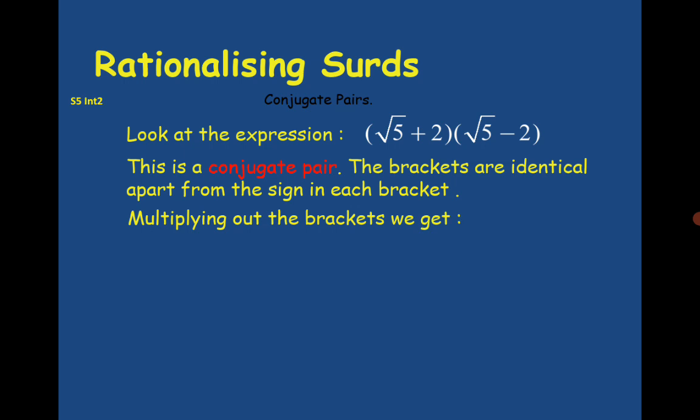So multiplying out the brackets, multiplying these two brackets here, we shall get root 5 times root 5. Just multiply root 5 times root 5.